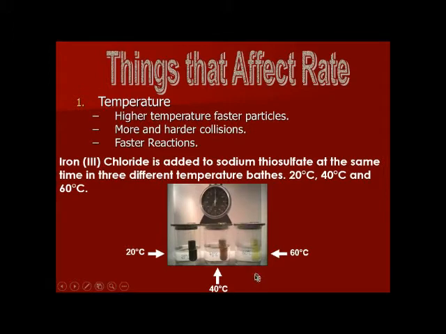And in the water bath that's warmer, the reaction occurs faster. And the middle one, 40 degrees Celsius, is faster than the 20 degrees Celsius. So this is a nice illustration of how temperature can change the rate of reaction.